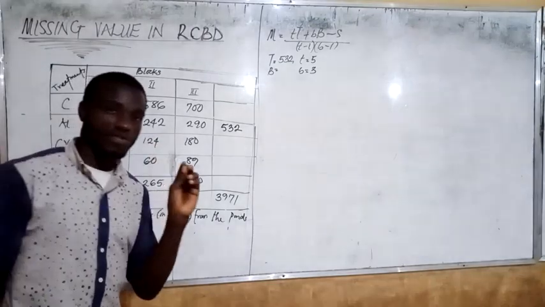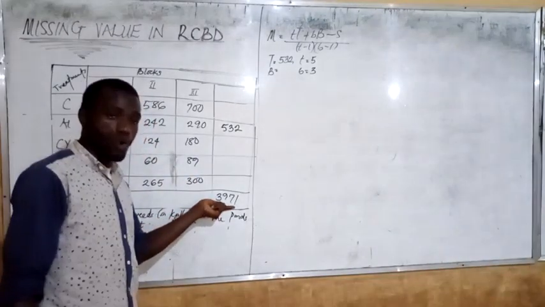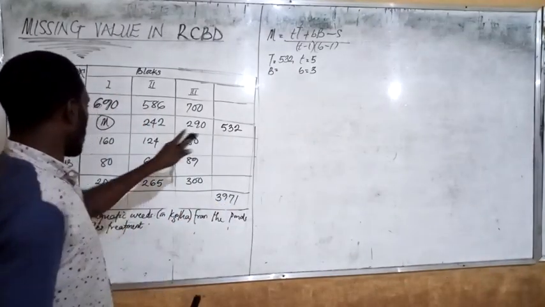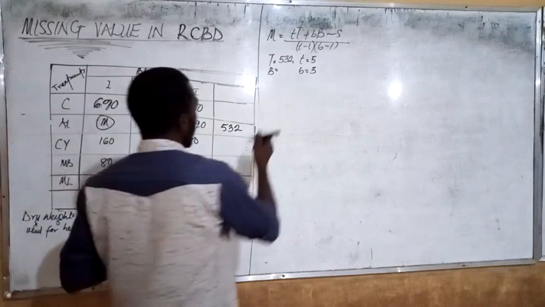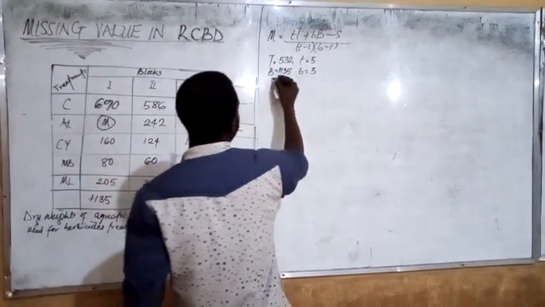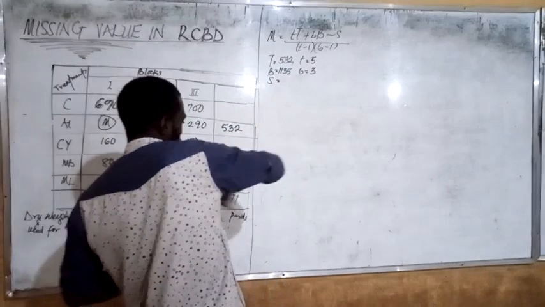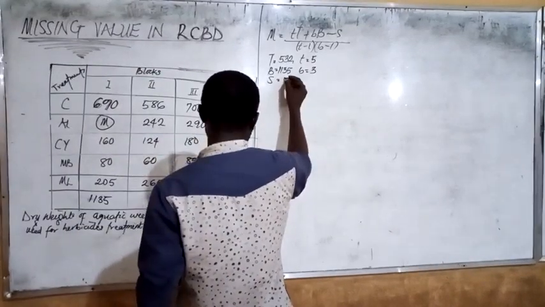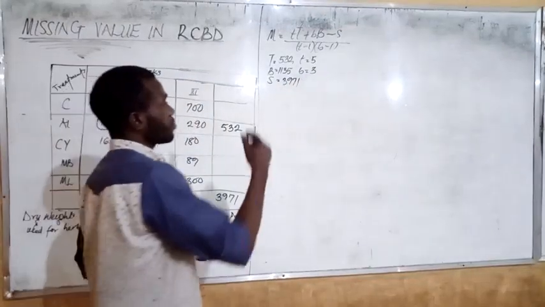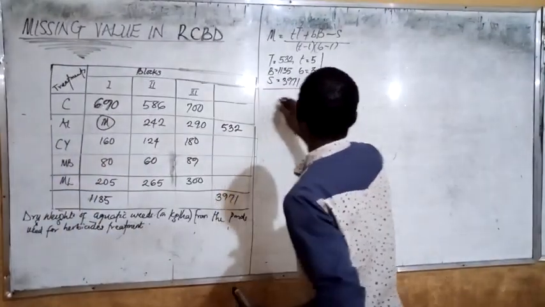After the estimation of the missing value, this guy is going to change. Alright, so let's estimate the missing value. The sum of blocks now, we said, was 1135. Then our S, which is the sum, the grand total, before the estimation of the missing value, is 3971.